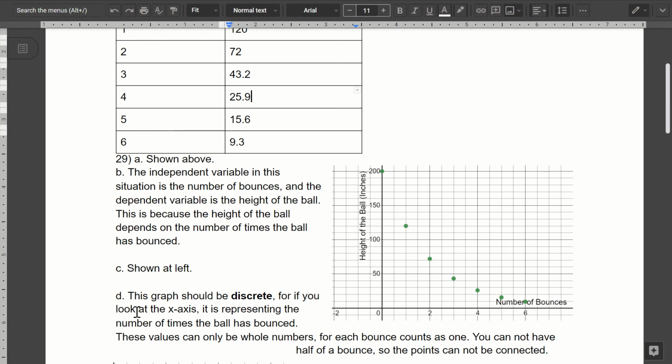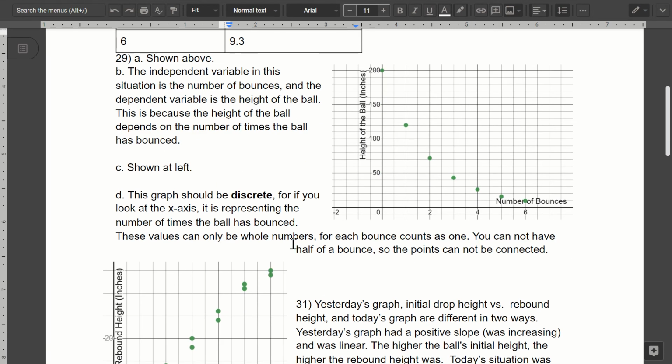This student said this graph should be discrete, for if you look at the x-axis, it's representing the number of times the ball has bounced. These values can only be whole numbers, for each bounce counts as one. You cannot have half of a bounce. You can't have 2.3 bounces. So when the situation is discrete, we understand that the values in between don't count, right? After the second bounce, it'll come to this height. Third bounce, this height. I can't have a 3.5 bounce. Doesn't happen.